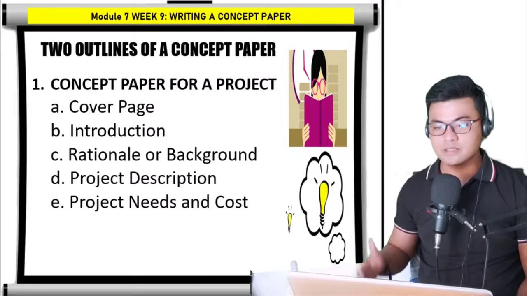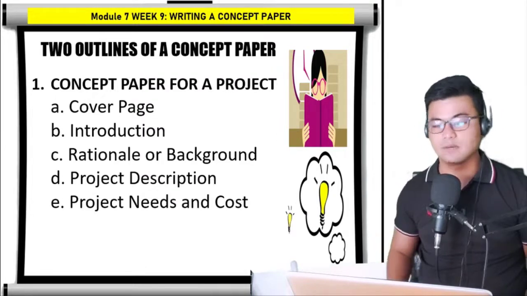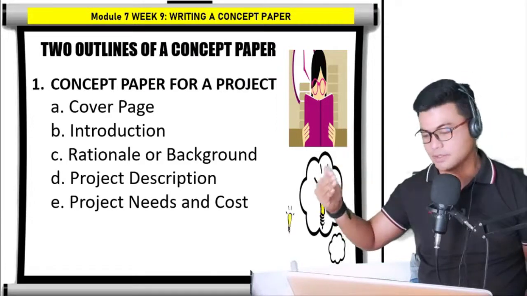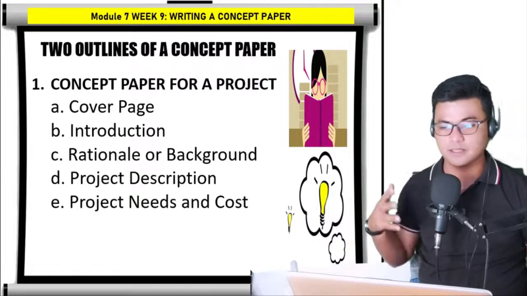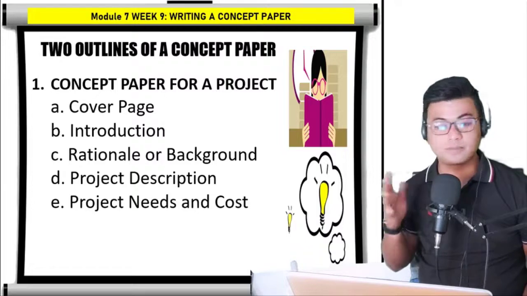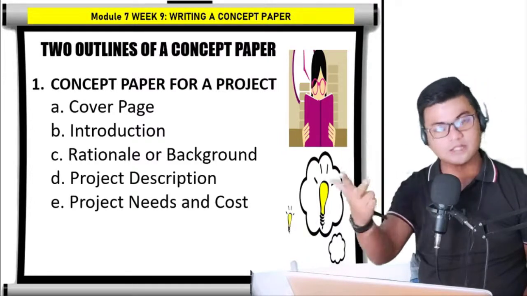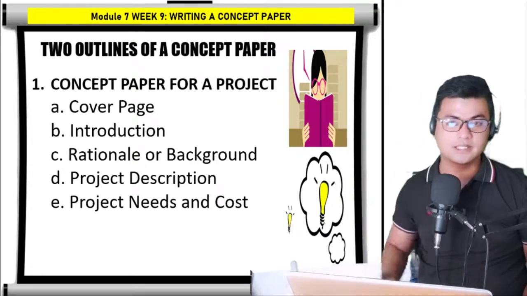2 outlines of a concept paper. So, number 1, concept paper for a project. May dalawang klaseng concept paper. Kaya, kanina, kung napapansin ninyo, sabi ko, is either a thesis or a project proposal. But ito yung content. Makikita natin sa concept paper ng project. It has a cover page, it has an introduction, it has a rationale or background, it has a project description, it has a project needs and costs.